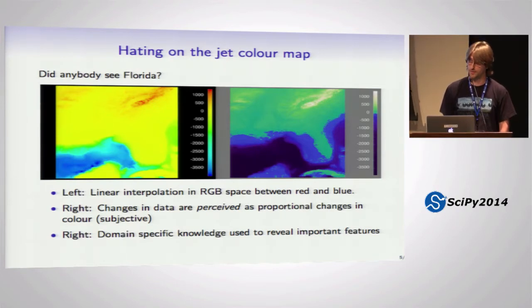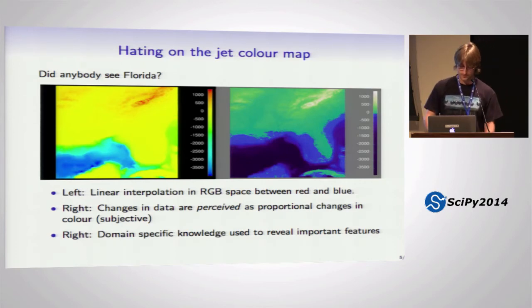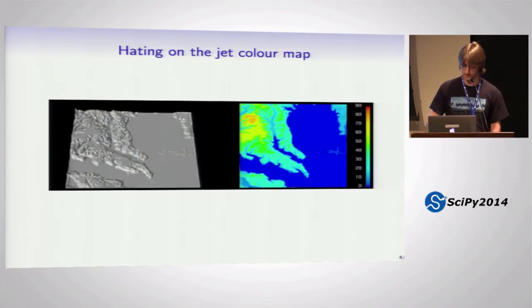Who thinks the color map on the left is better than the color map on the right? Thank you. Okay, left: linear interpolation in RGB space between red and blue. That is jet. That's what happens. The right: changes in data are perceived as proportional changes in color. That's what you strive to see. You want equal jumps in data to give you equal jumps in color space. Perception is very subjective, so there is some science behind it, but it's an incredibly subjective issue. And as I've said, there's domain-specific knowledge going on.